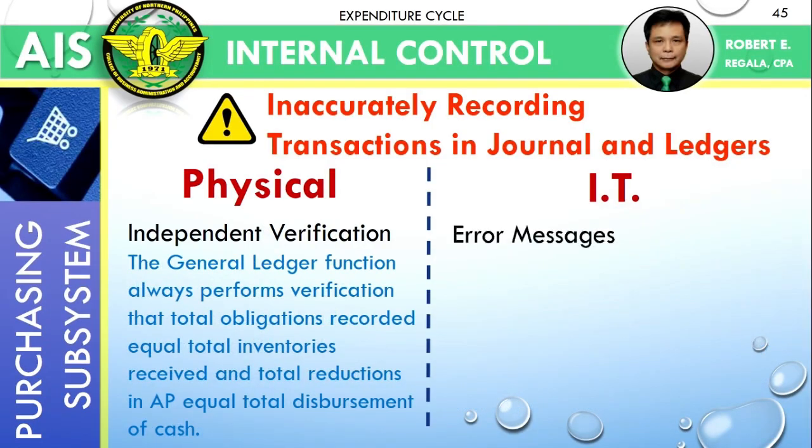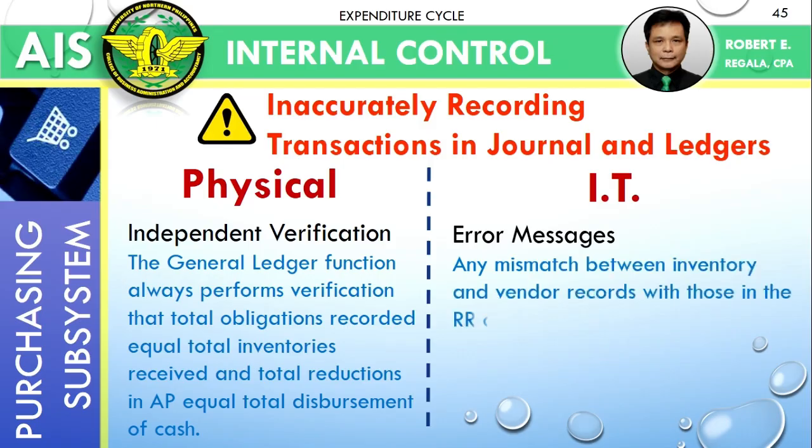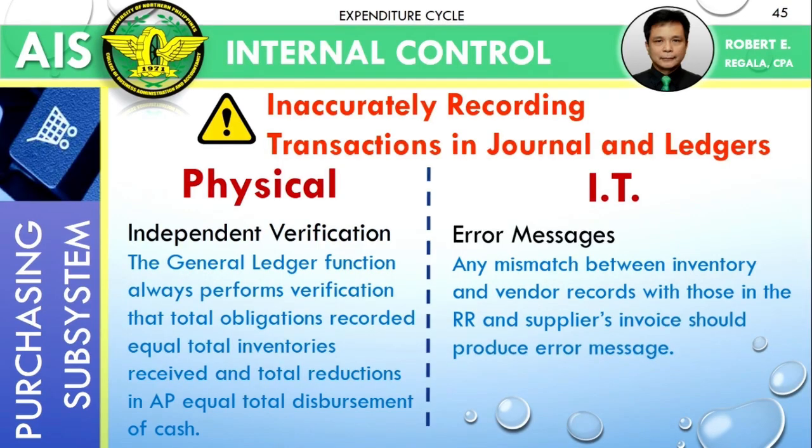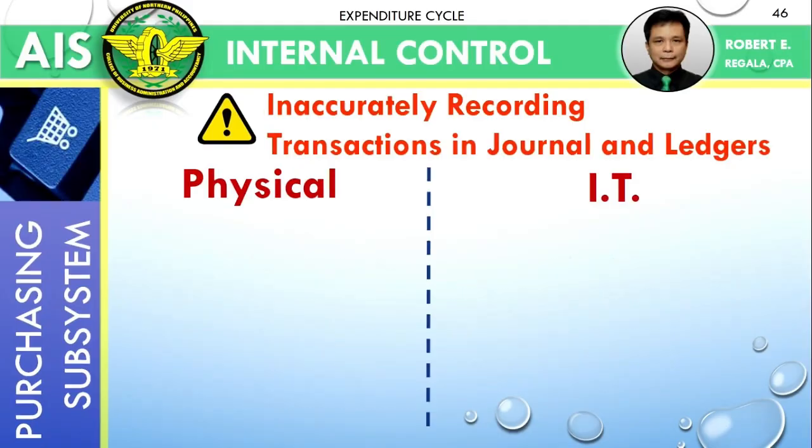3. Error messages. When posting to the inventory and AP subsidiary ledgers, the computer program must correctly identify the inventory and vendor records being updated by matching the inventory item numbers and the vendor account numbers in the receiving report and supplier's invoice to those in the inventory and AP subsidiary files respectively. Any mismatched conditions should produce an error message to the computer operator.